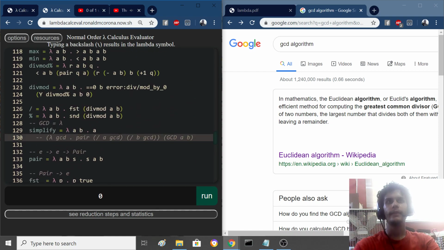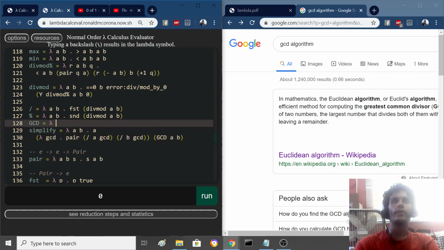Simplify now. We're still in the middle of actually writing GCD, but now that we have mod, we can do it. So greatest common denominator of a and b, and it's still going to be recursive. It has a base case.